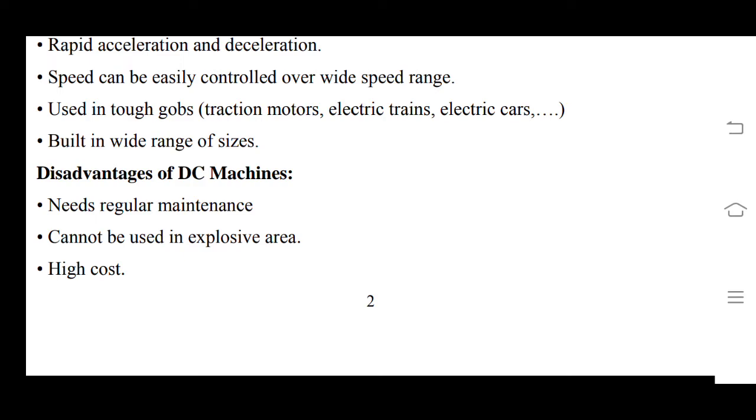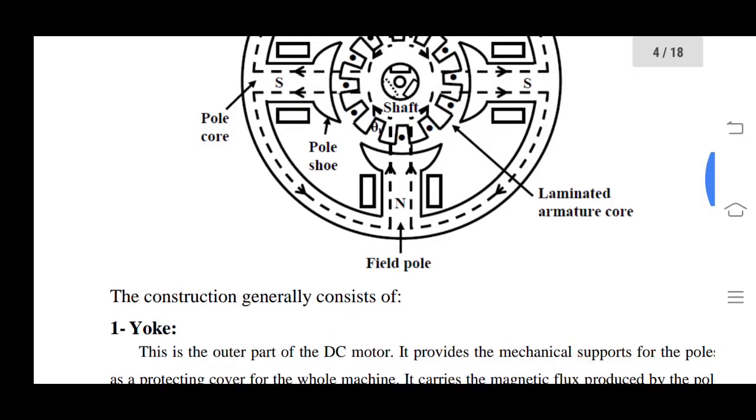It cannot be used in an explosive area. This machine cannot be used in an explosive area. And higher cost, because commutators are more costly. In an AC machine there is no need of commutators. So the cost of commutators is high, so the cost of DC machines is more.